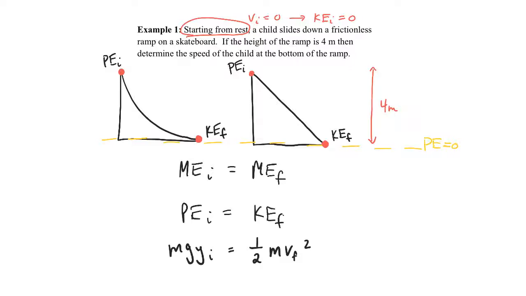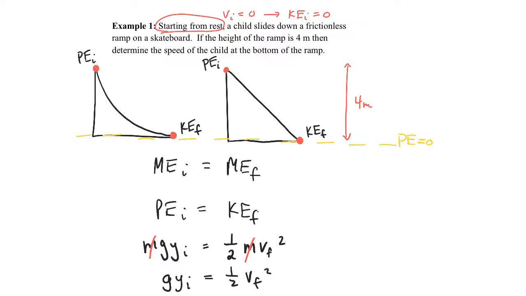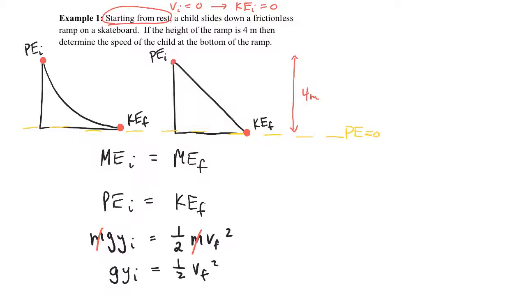At this point, I can cancel m on both sides, making my formula simplify to gy_i equals 1/2 v_f squared. I like that I see people going for the calculator. You can go ahead and calculate this now. Again, we're looking for the velocity at the end of the ramp. So if you want to plug in numbers at this point, you can. Or if you want to solve algebraically, you can. I'll do it both ways here.